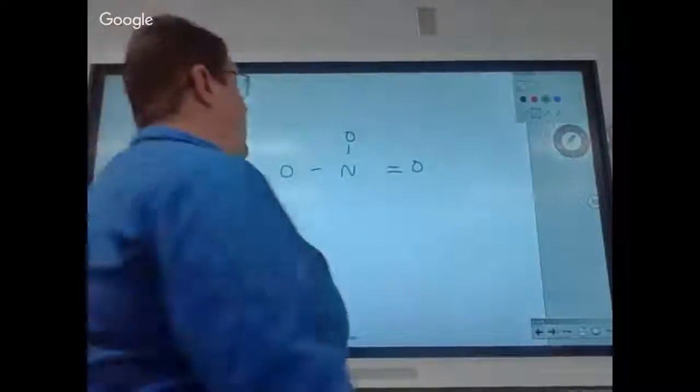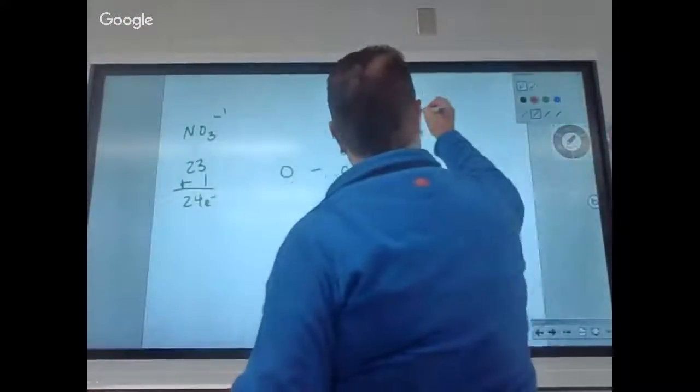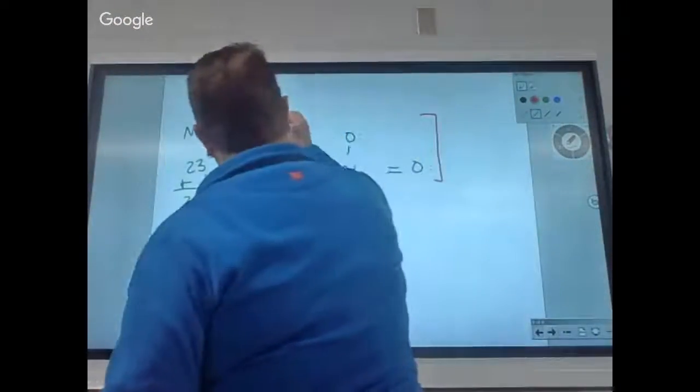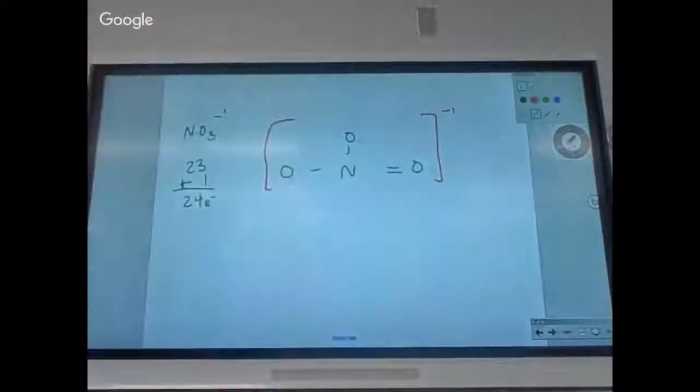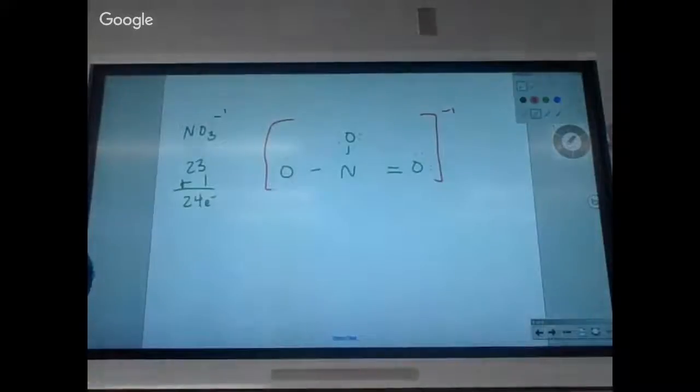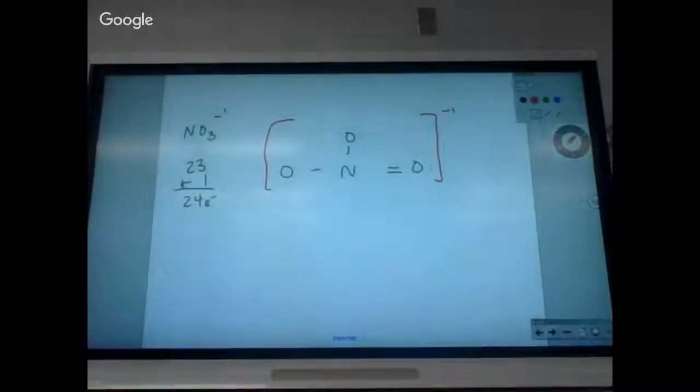And then you all remembered, it's a polyatomic ion, Miss Wall. So you put brackets around it, and you put -1. If you forget, it's a deduction tomorrow. It's the only thing that gets partial credit. I was going to say, it's not the whole question. It is not the whole question. Okay? Don't lose points for it.